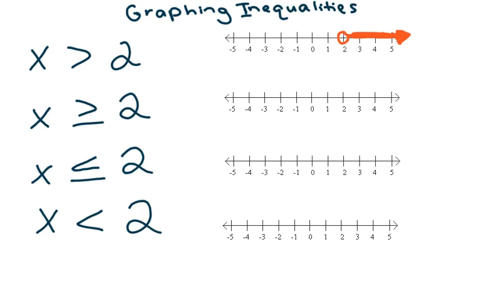If x is greater than or equal to 2, the graph changes just slightly. Now that x can be 2, we're going to shade in the dot. This tells us that the value can be that. And because we want the numbers greater than 2, like 3, 4, and 5, we're going to shade to the right.